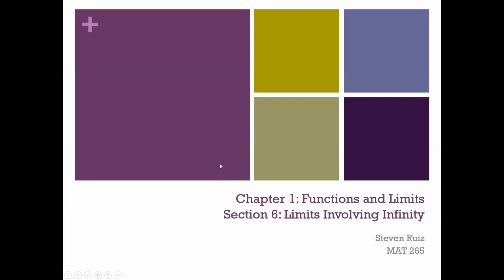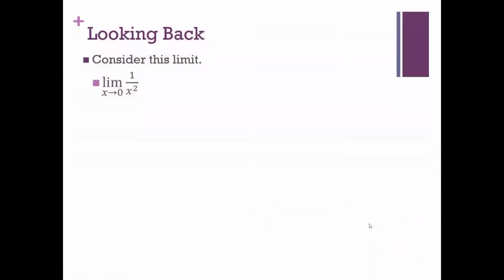All right, so we're starting section 6, our last section from chapter 1, before we get into actually doing derivatives. Here we go. I think we have looked at this limit before, but let's just remind ourselves what happens as x gets closer and closer to 0 here. What is it?